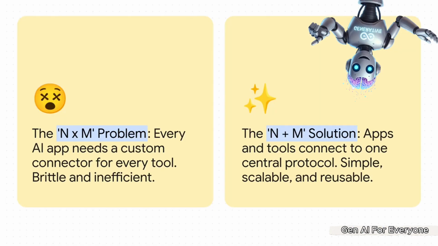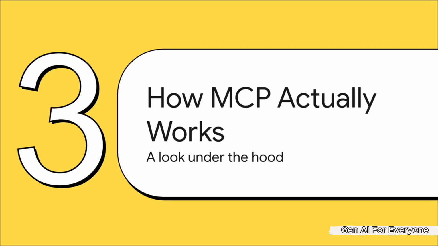And this is where it gets really clever. We go from that N times M problem, which is just an exponential nightmare of complexity, to a simple N plus M world. So instead of multiplying the complexity, you're just adding to a list. This one little shift is what makes the entire AI ecosystem suddenly scalable. It's not just simpler, it basically unlocked this explosion of new tools and apps that were completely impractical to build before.